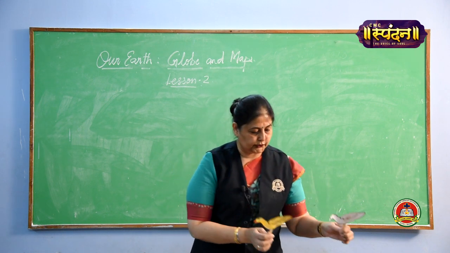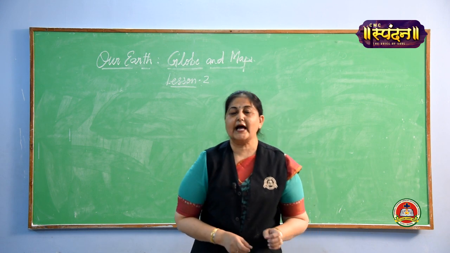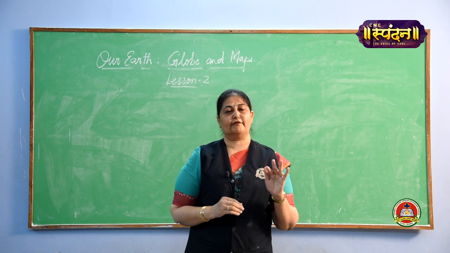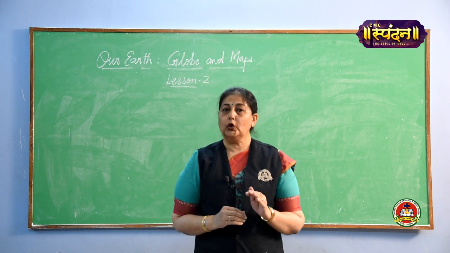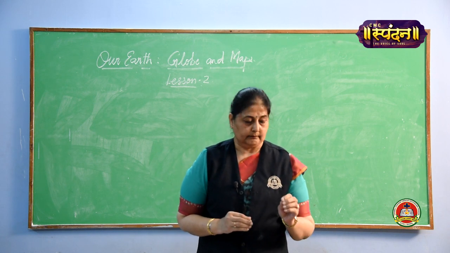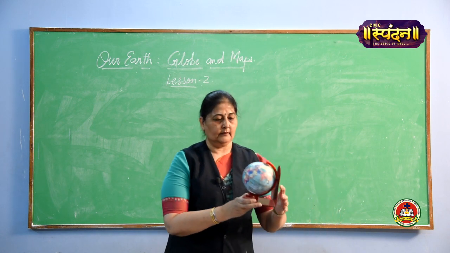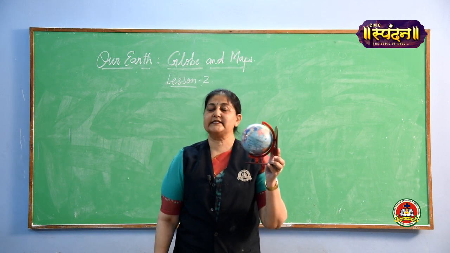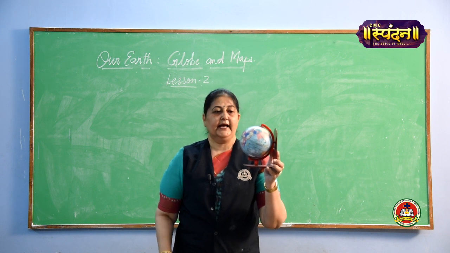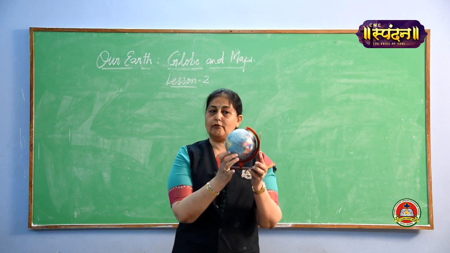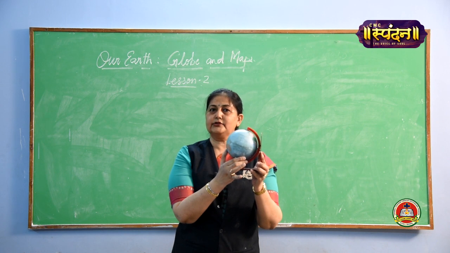Similar is the case, children, with maps and globes. Maps give you the detailed picture of a place, whereas globe only gives you the idea where the place is. Children, as you all know, this is the globe. Globe is the model of the earth. It is spherical in shape. What is spherical? Round in shape. This is how our earth looks, round in shape.